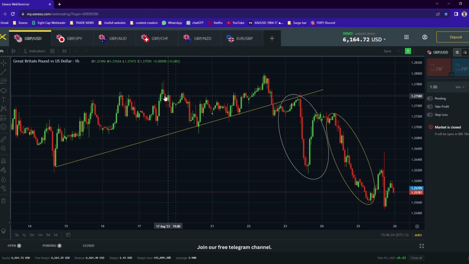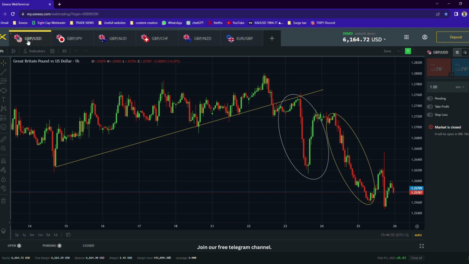First thing to note, we always have as a pair GBP USD. So in this pair alone, GBP is the base currency and USD is the quote currency. So in this case, if GBP USD is 1.28, this means you need 1.28 USD to buy 1 GBP, 1 pound. So in this case, we are looking at correlations.